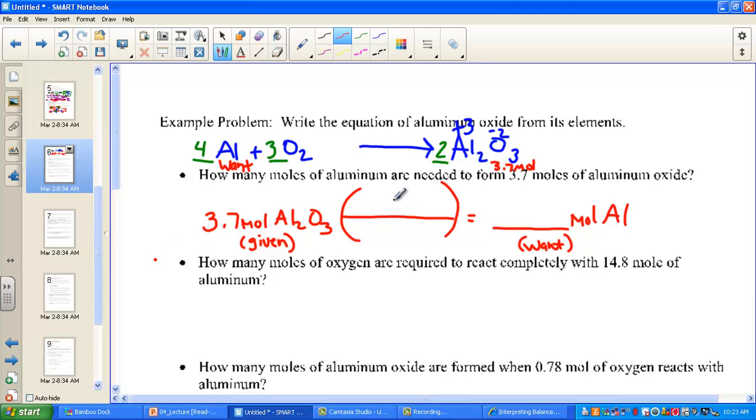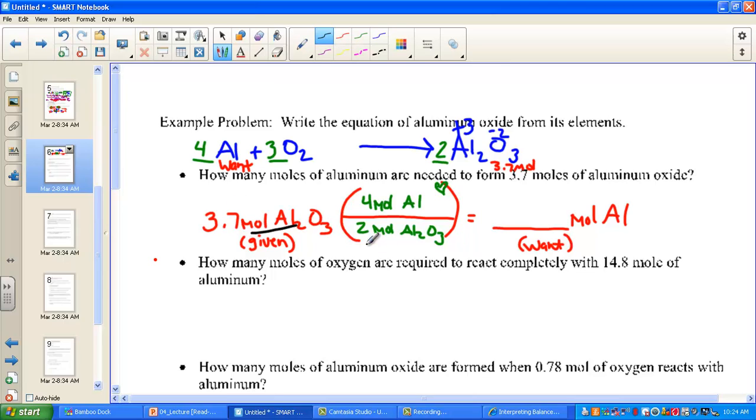What about that want over given stoichiometric ratio? We want to calculate for the aluminum. Its coefficient is a 4. It's telling us from the recipe 4 moles of aluminum are required to produce 2 moles of aluminum oxide. The stoichiometric ratio, the heart of our problem, the want over given mole ratio.